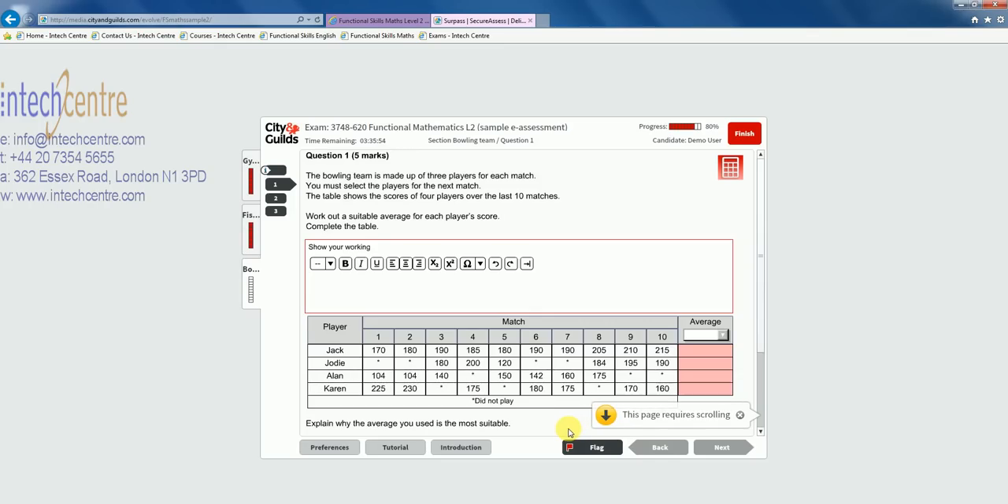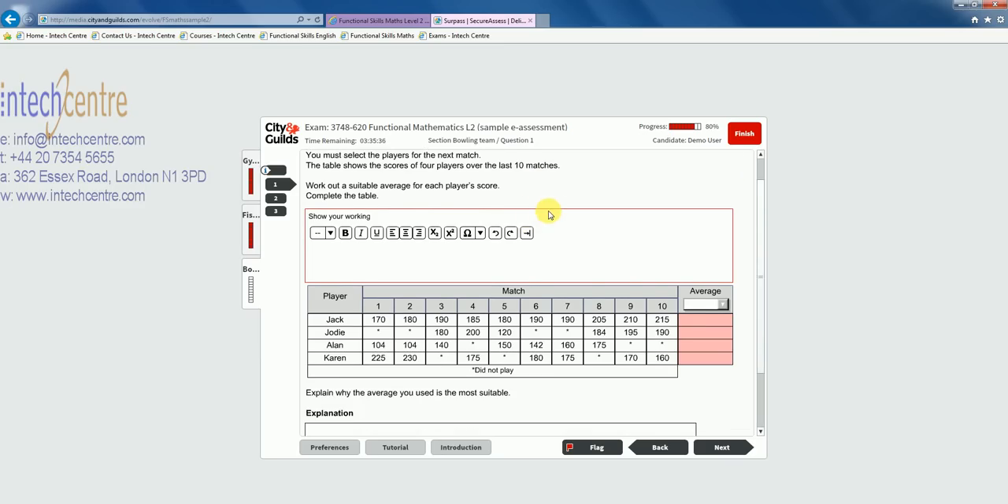So this is question 1, it's worth 5 marks. The bowling team is made up of 3 players for each match. You must select the players for the next match. The table shows the scores of 4 players over the last 10 matches. Work out a suitable average for each player's score. Complete the table. So, there are 3 averages to use.